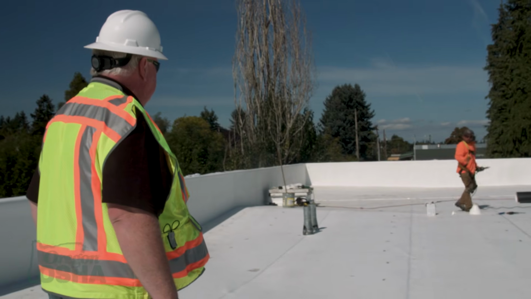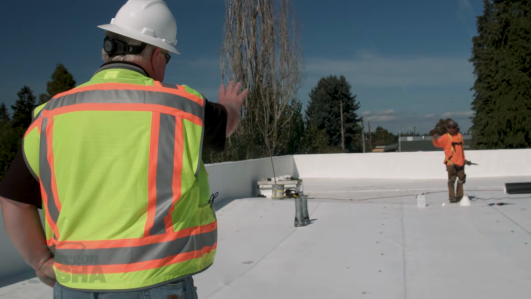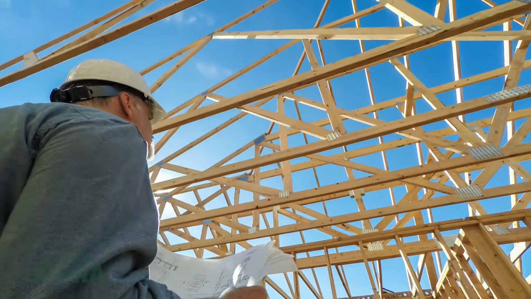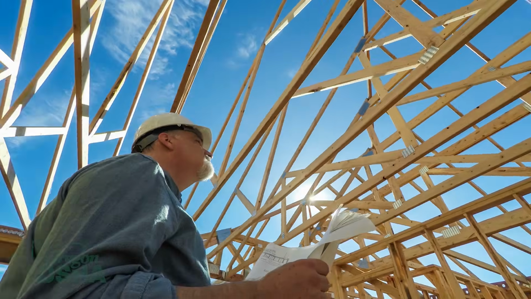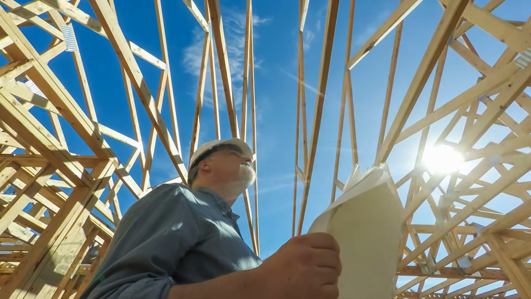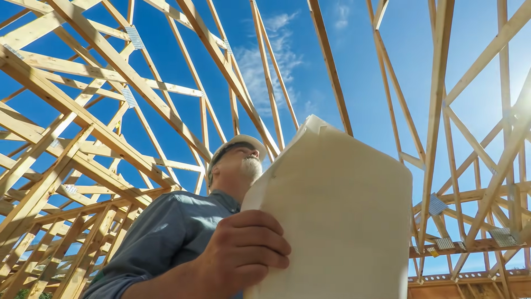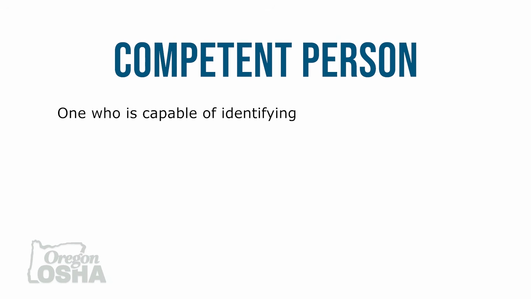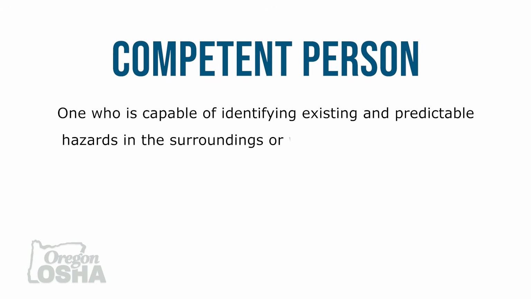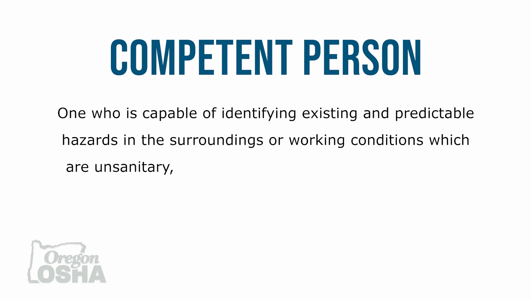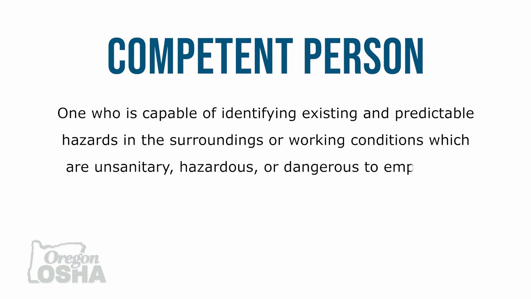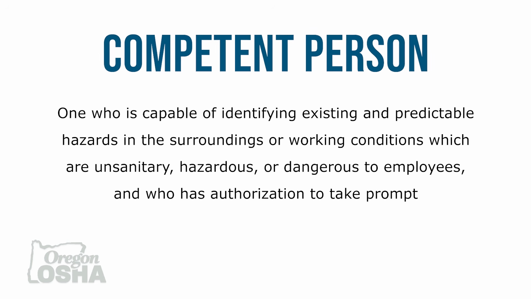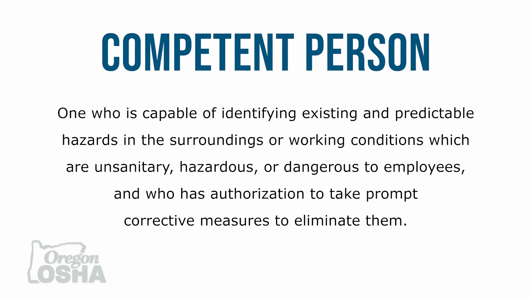A fundamental aspect of using fall protection is understanding competent and qualified people. In this video, we'll explain what both these terms mean and how they apply to your fall protection strategies. Let's start with the OSHA definition. Competent person means one who is capable of identifying existing and predictable hazards in the surroundings or working conditions which are unsanitary, hazardous, or dangerous to the employees, and who has authorization to take prompt corrective measures to eliminate them.